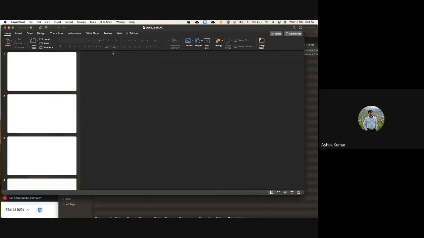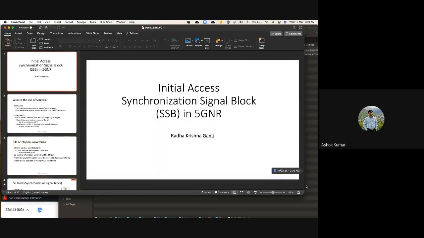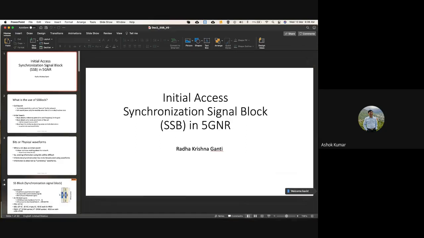Is it true for all subcarrier spacing, or is it specific to this 30 kilohertz? No, sorry, it's true for all subcarrier spacing.